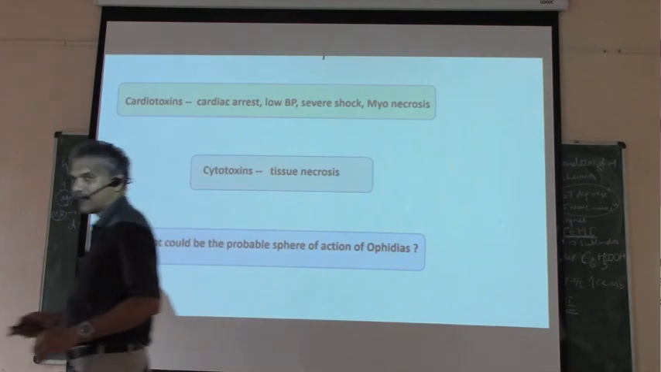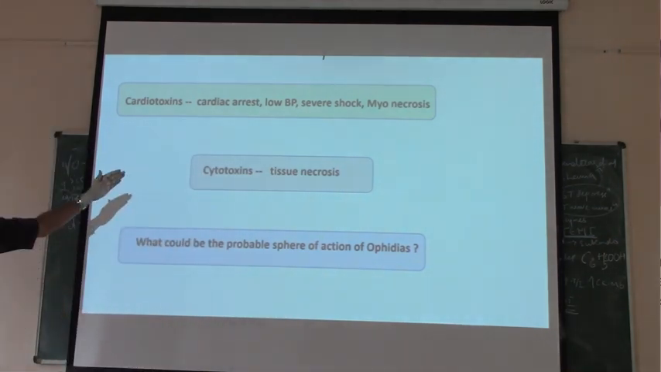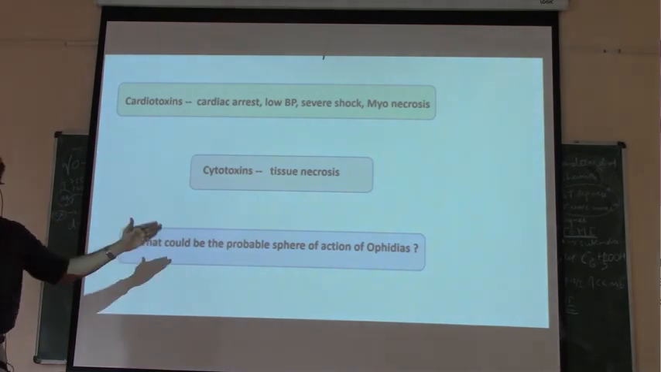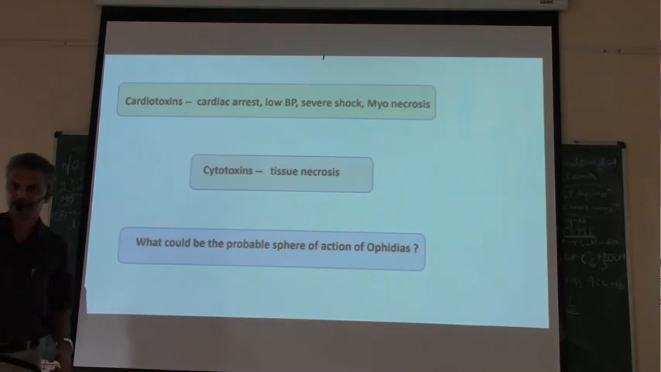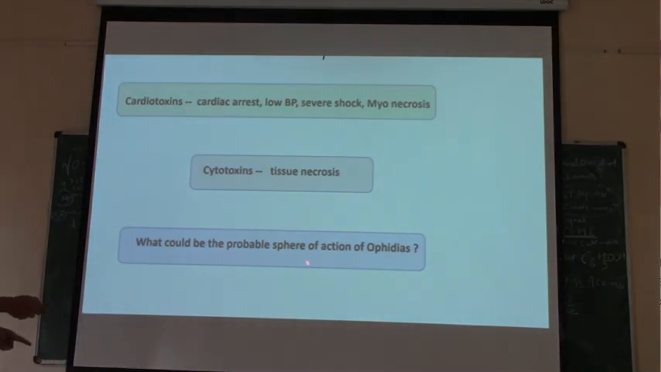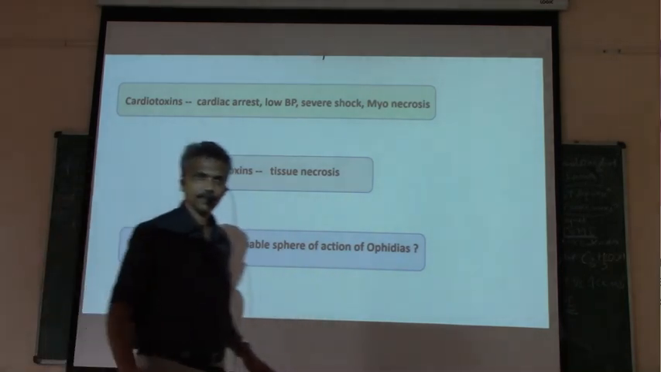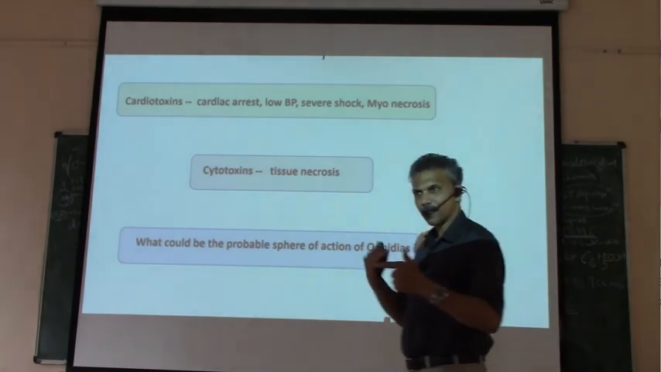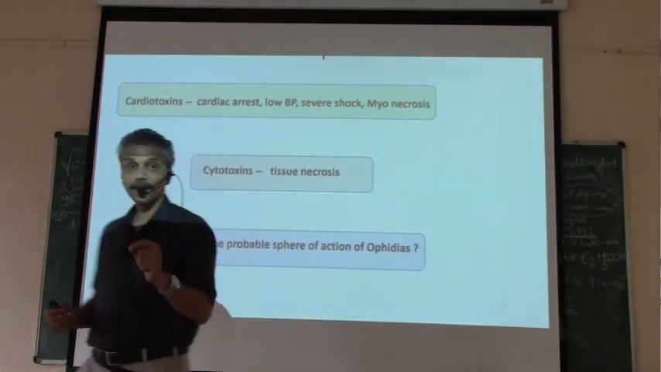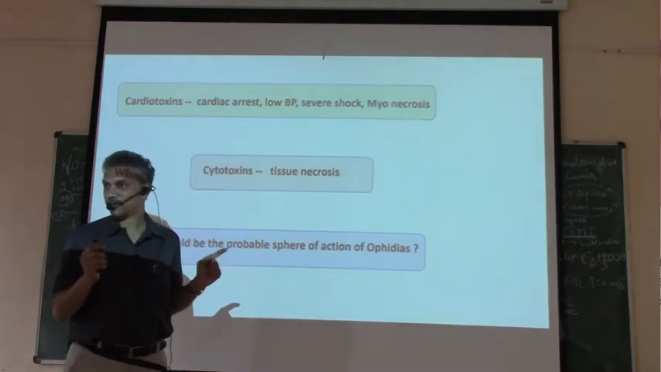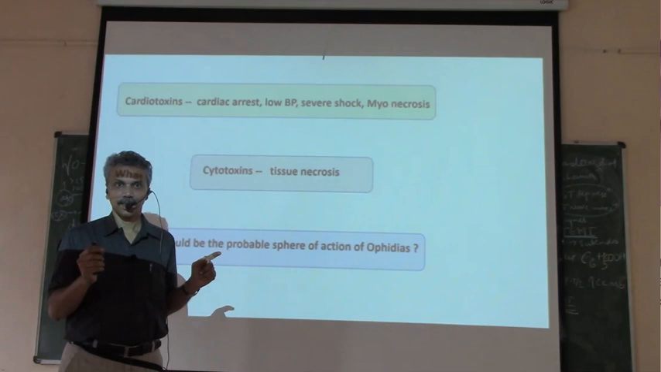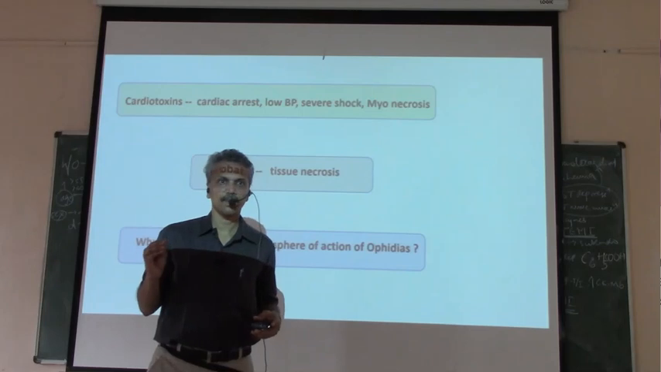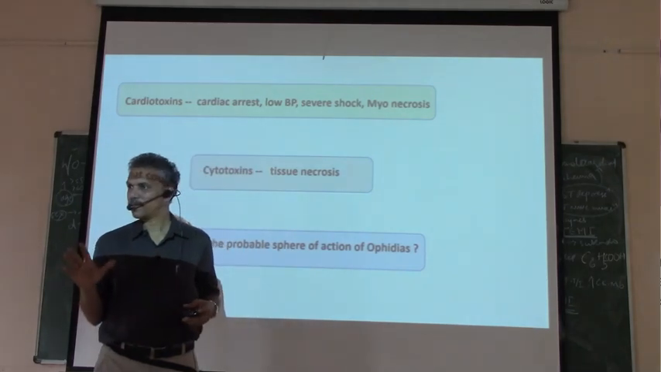Okay. Now the next beautiful question. See, we are going very systematic and I assume it is all linked. I hope you are getting it. Now the next question that comes up is, what could be the probable sphere of action of Ophidias? When I say sphere of action, as a PG scholar, we are going a step ahead and we are also looking at the pathogenesis of Ophidias. Any confusion, anything that needs to be clarified till now? All of you? All fine?